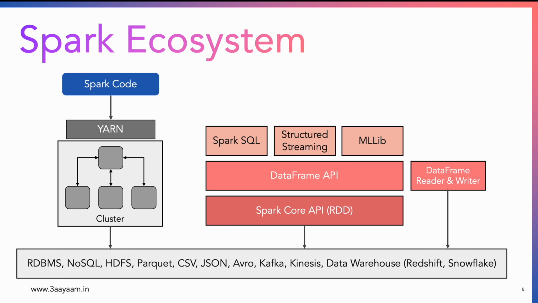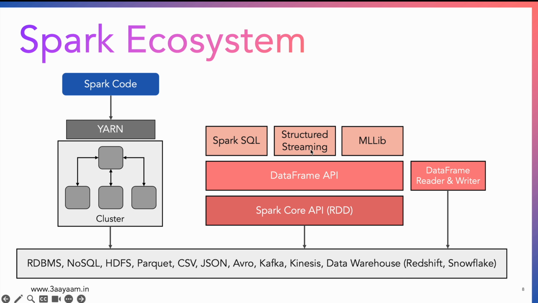And on top of data frame, we have Spark SQL, we have structured streaming, and we have machine learning libraries. So what do you infer from this layer? You can pause the video and think about it. What happens is that you can write the code either using Spark SQL, structured streaming, or Spark's machine learning library, but eventually it gets converted to data frame API and then to the Spark Core API. But actually, it is not that SQL would be converted first to data frame API and then to Spark code. That is not the case. It is directly converted to Spark Core API.